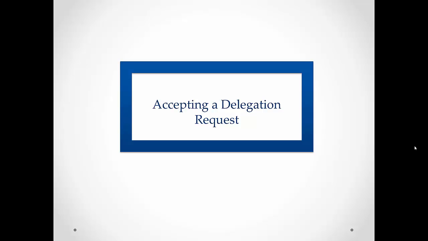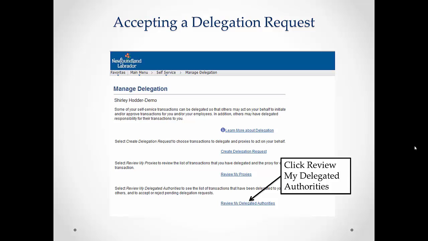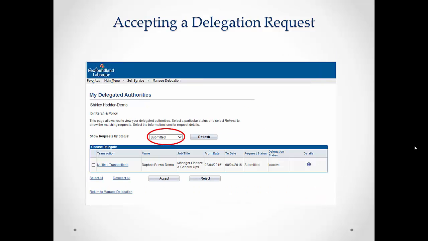Now that we know how to submit a delegation request, let's look at how to accept or reject the request. You would accept a delegation from the same page as you send a delegation request, Manage Delegation. To find this page, you would click on Main Menu, Self-Service, and Manage Delegation. To accept or reject a delegation request, click on Review My Delegated Authorities. The My Delegated Authorities page automatically opens to all submitted requests that are awaiting your review.